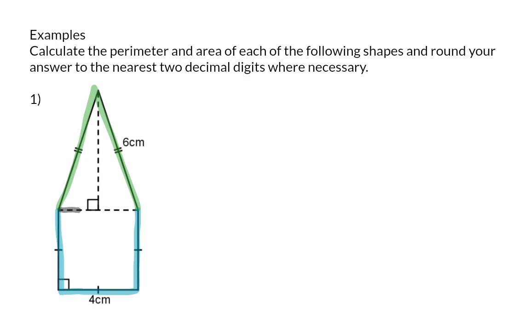The side in the middle is a common side which is part of both shapes but does not form part of our perimeter as it is not on the outside of the shape. So when determining the perimeter of this shape, I'm going to add 3 of the 4 sides of our square of 4 centimeters each, together with 2 sides of the triangle, both 6 centimeters. So the perimeter of this shape is 24 centimeters.